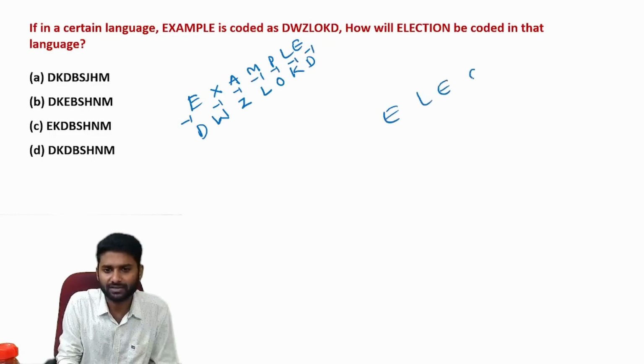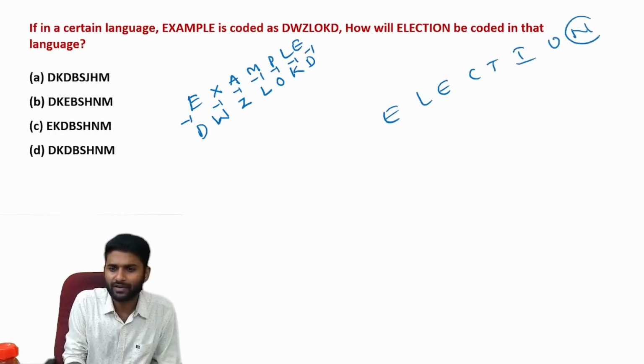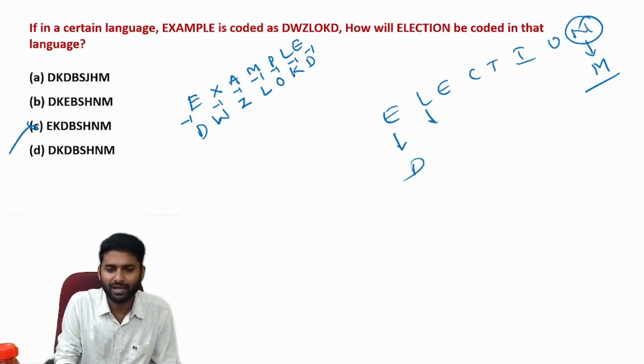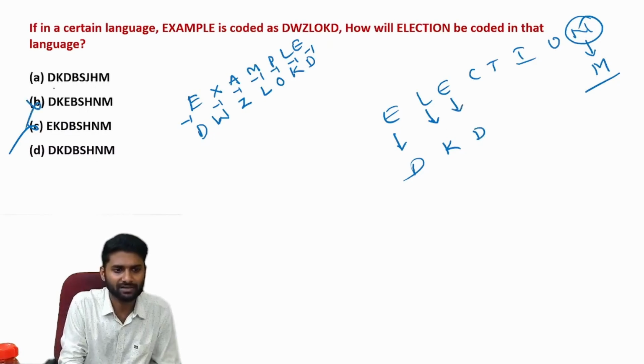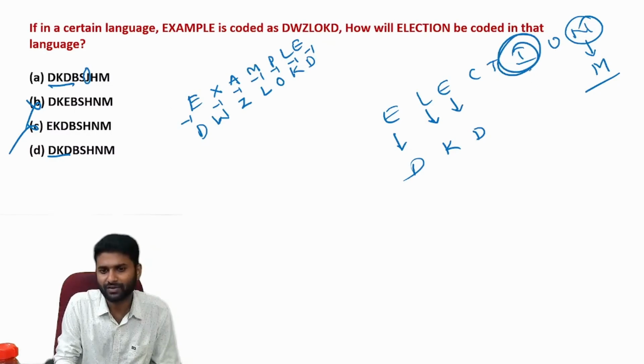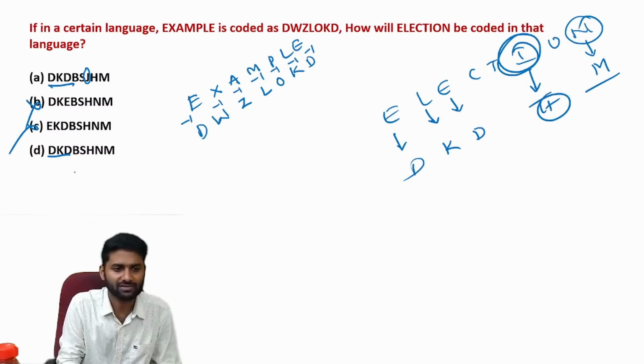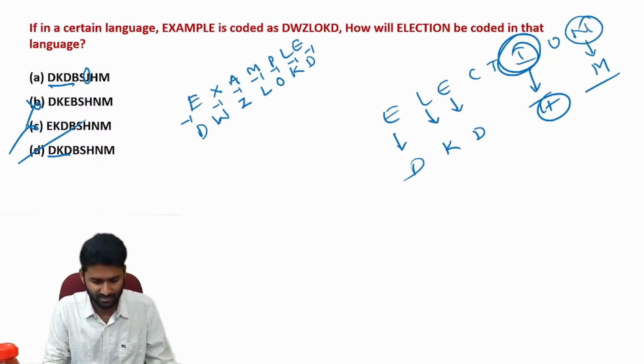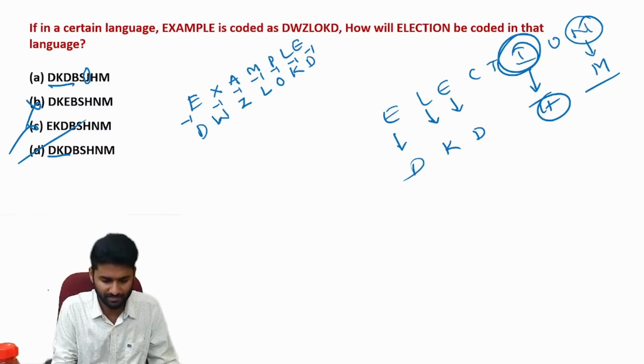Let's go through ELECTION. E, the previous letter is D. Then L, the previous letter is K. E, the previous letter is D. Eliminate B. So E, so B is the same. S is the same. Then find the last but one, I. If it is I, then definitely we require H. So the answer is D. So don't go through the entire question, guys. Observe the options, then you can identify the relation. So B is the suitable answer.